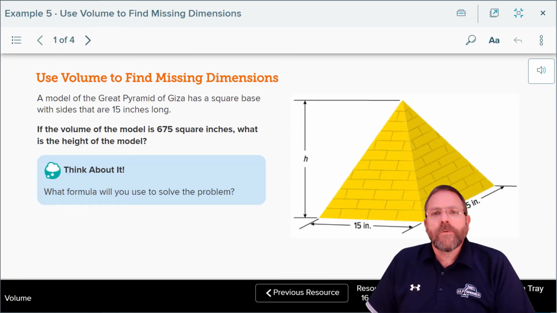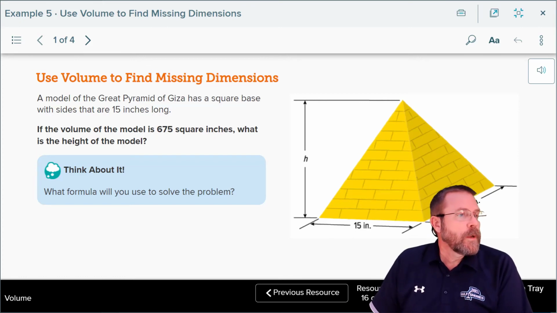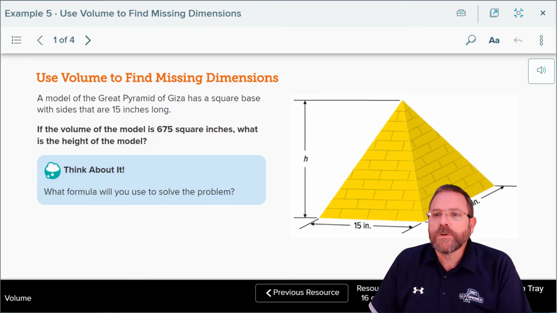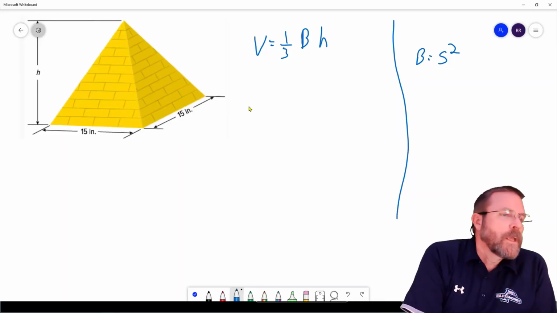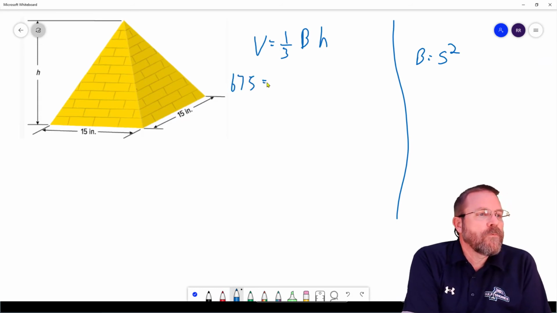For example number 5, we're taking it even further. This time they give us the volume and they give us the dimensions of the base, but they want us to find the height. That's going to take a little bit more work. Now the volume is 675 square inches. Actually that would be cubic inches because that's volume. So I'm going to jump over to my work page and I'm going to go ahead and write 675 cubic inches for the volume.